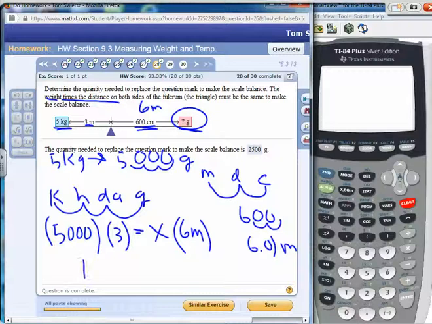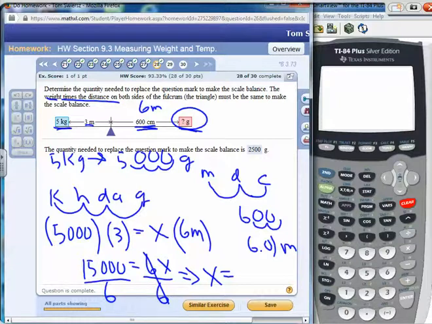3 times 5,000 is 15,000 equals 6 times x. Divide both sides by 6. The 6 is canceled, so we get x is equal to 15,000 divided by 6. Again, the weight and the distance are equal. I decided to do weight in grams and distance in meters. So weight in grams is x, we're missing, and the distance 600 centimeters is 6 meters.